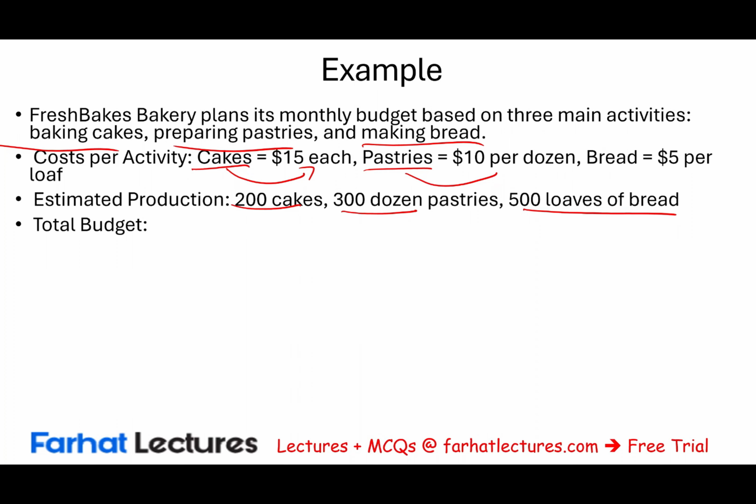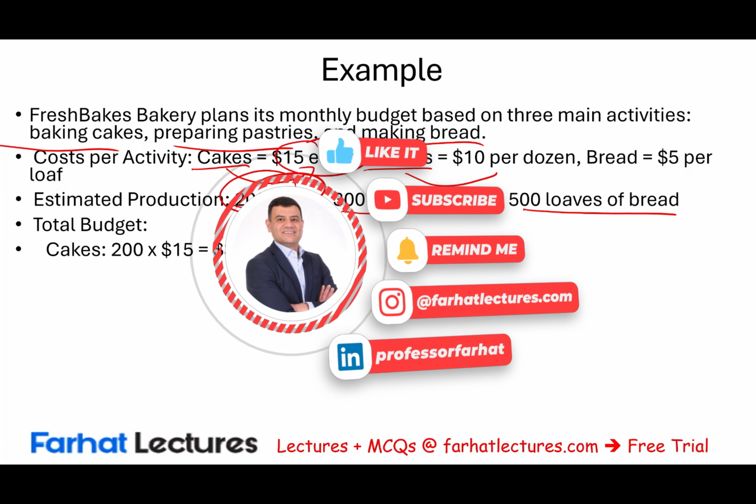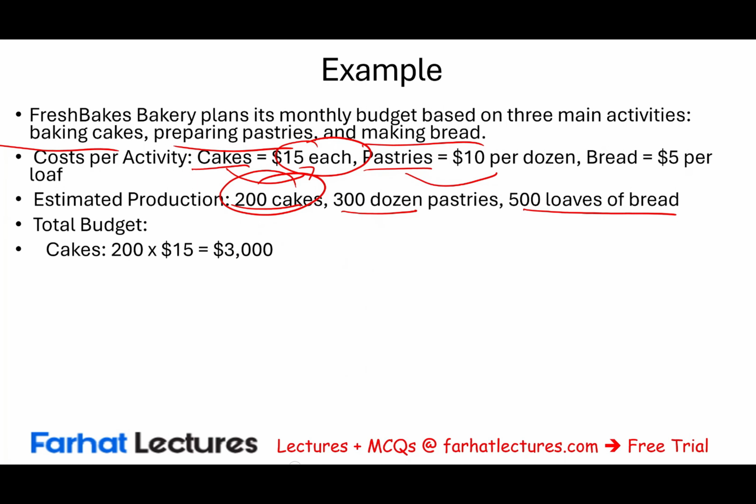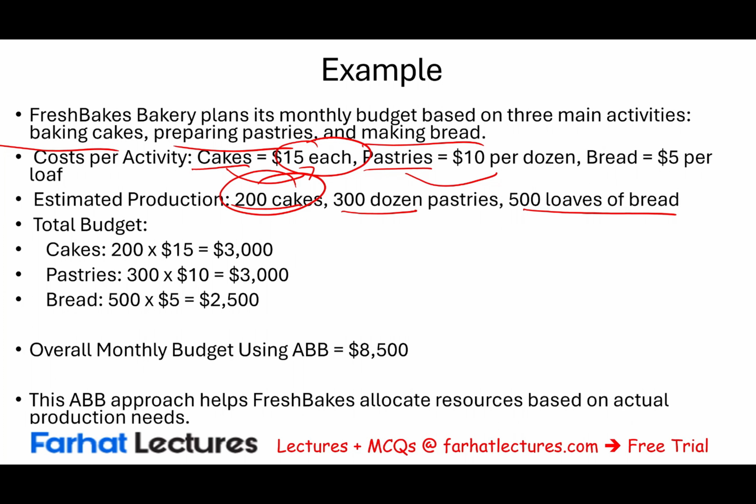Now we know the activities, we're going to work backward. So the cakes, 200 cakes, cost per activity is 15. The activity is making the cakes, so 200 times 15. We'll do the same thing for the pastries and the bread. Then we add up all the budget. It happens to be 8,500. So what we did is we allocated the cost based on actual production needs. What's the activity? What's the cost of it? How many activities are we having? Allocate the cost based on that.